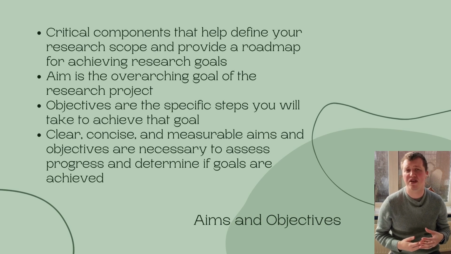It's also important to consider your project's overall aims and objectives. Your aims and objectives, after all, are critical components of any research as they help define your research scope and they provide a clear roadmap for achieving your research goals. Your aim is your overarching goal, the main focus of your project, while your objectives are the specific steps that you're looking for to achieve your goal. Aims and objectives should always be clear, concise and measurable, and it's something that will help to determine your progress as you progress through your project, whether you've reached your research goals or whether you still need to work towards them.